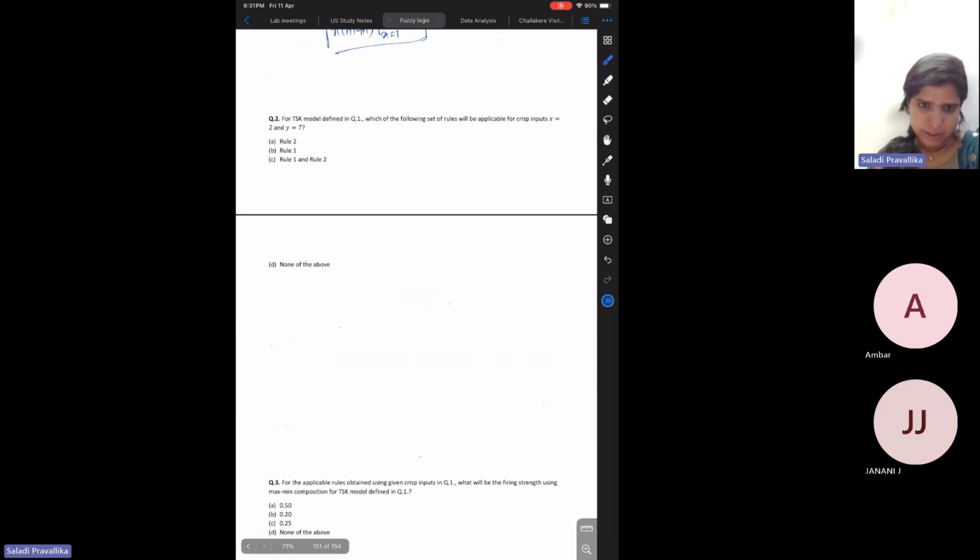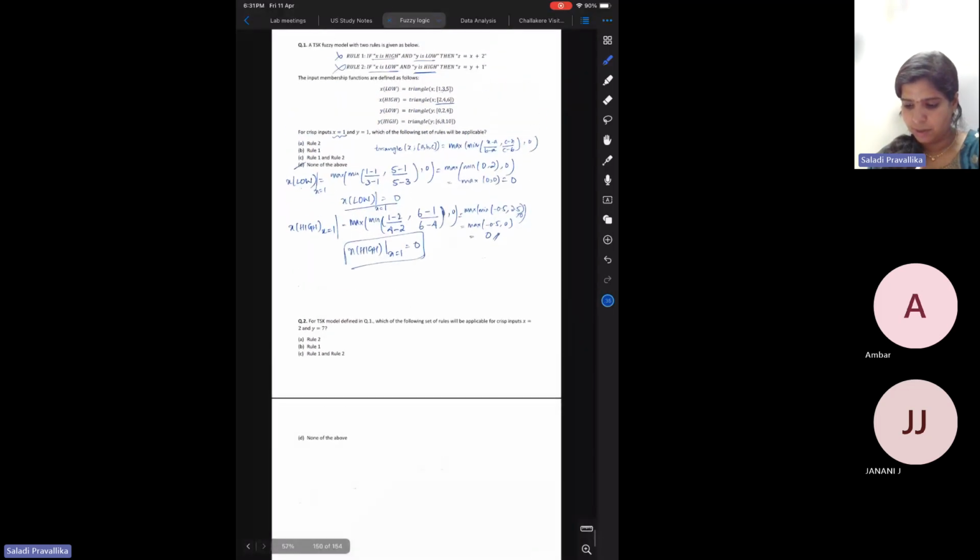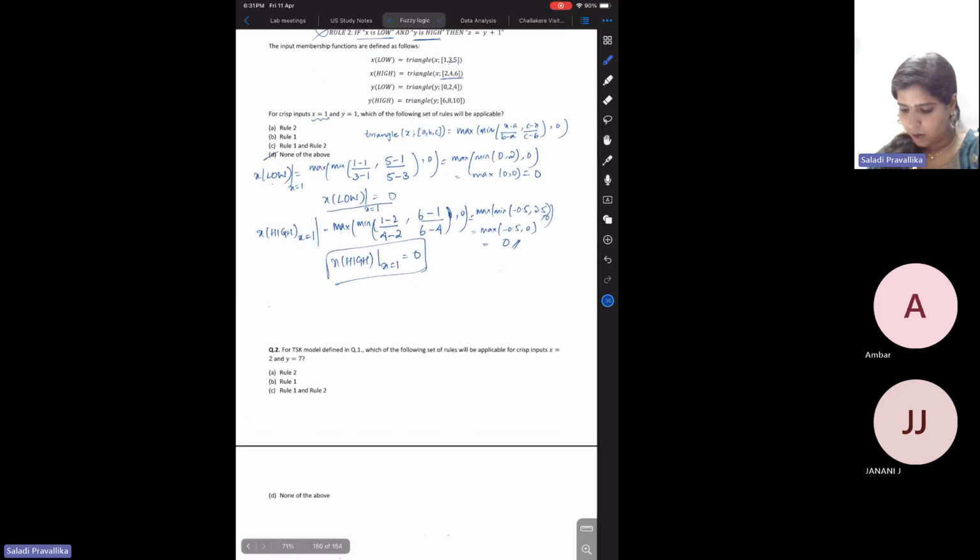Now, for the same question, let's look at it in a different way. Here we have x equal to 2 and y equal to 7, right? So the values have changed from what was there earlier. I want you guys to do this. I'll wait till 6:40. I have given 8 minutes, which is more than enough.